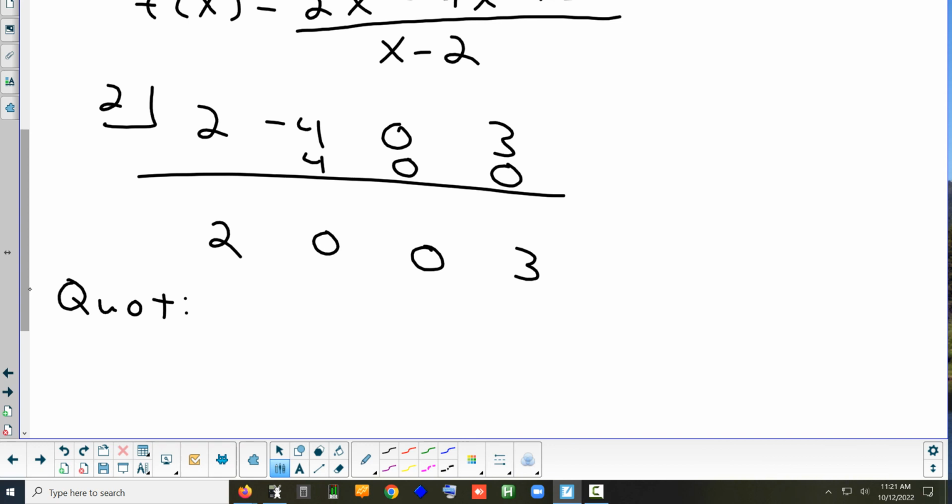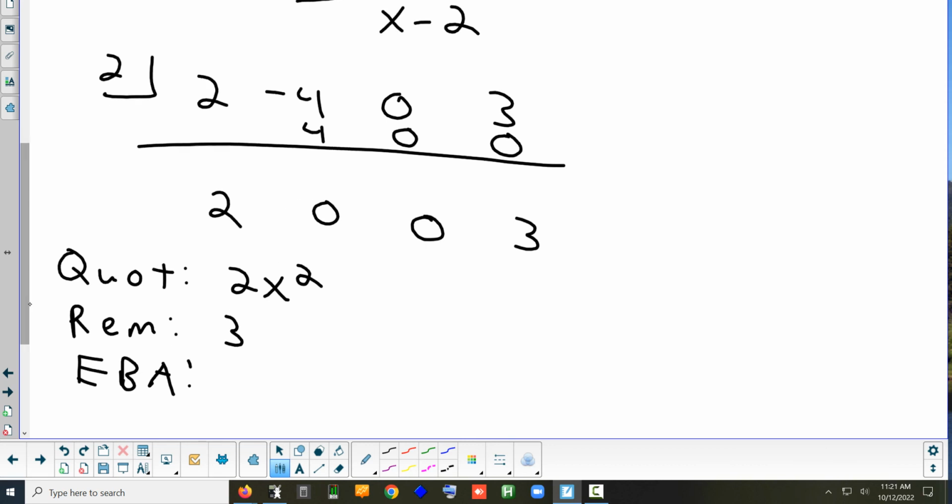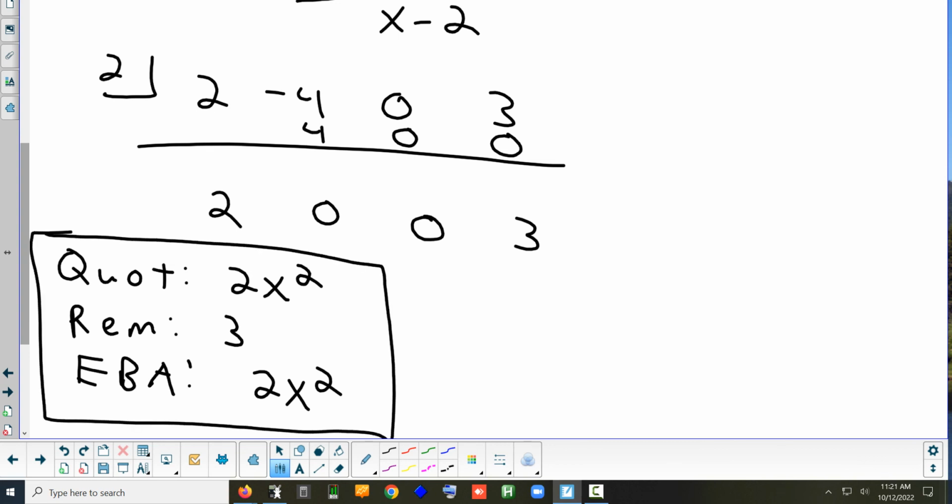What is my quotient? It's just 2x squared. What about my remainder? It's 3. And what about my end behavior asymptote? 2x squared. Oh, sorry, I thought those were 2x squared. Are they going to ask us for both of them, or the exact same thing? No, not really. I'm just emphasizing and making sure people know they're the same.